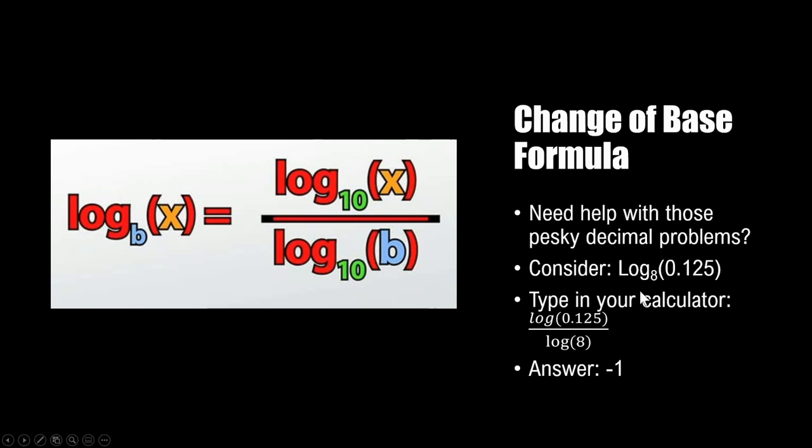Consider log base 8 of 0.125. Look what you're going to type in your calculator, and it's going to spit out the answer. What the change of base formula says is that if I have log base b of x, I can take the log in base 10 of x, which is just log of x in my calculator, divide that by log base 10, which is just the log button in my calculator, of b. So x over b.